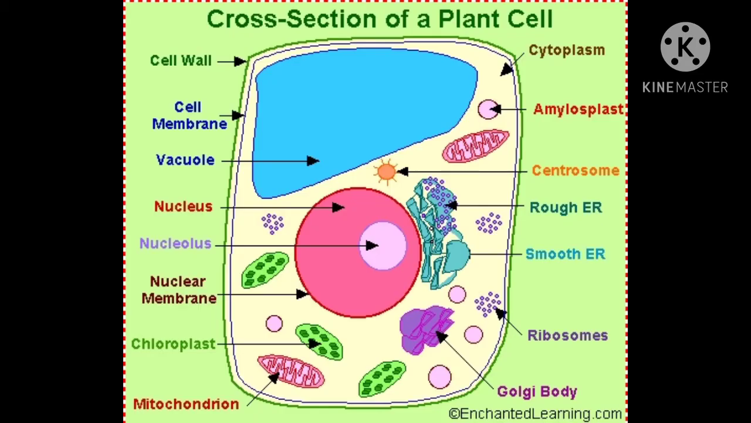Cell wall. Cell wall is made up of cellulose, a non-living substance. This is why plant cells are more rigid and have a definite shape. A cell wall is 100 times thicker than the cell membrane.